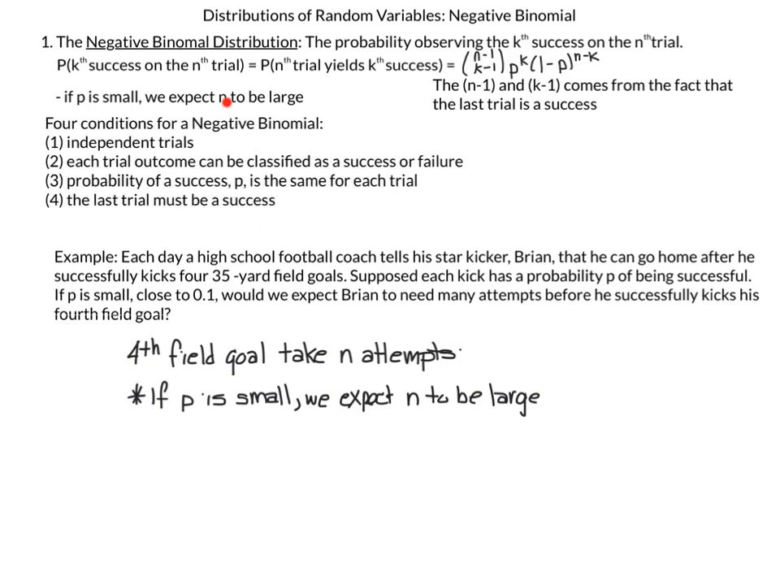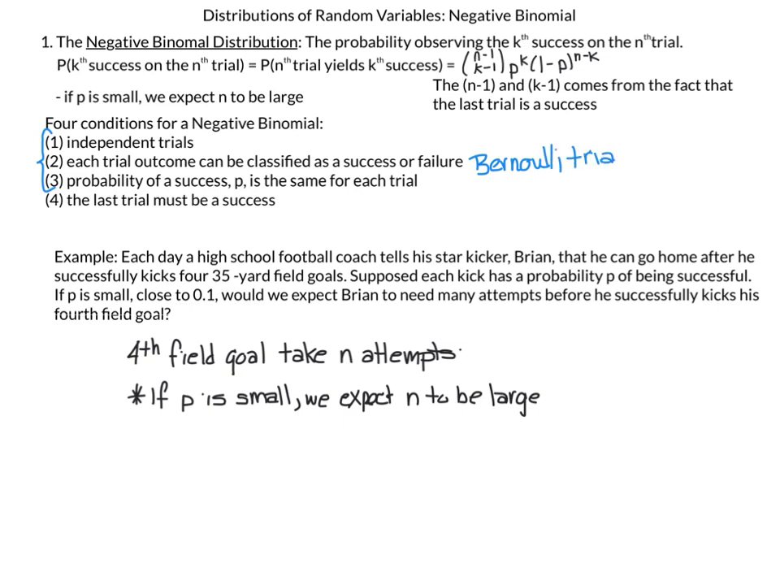And then next we have these 4 conditions for a negative binomial just to help you recognize when the problem needs this formula or this approach. 1, we have independent trials. Each trial outcome can be classified as a success or failure. Probability of success P is the same for each trial. These first 3 conditions are equivalent to saying you have Bernoulli trials. And we had talked about Bernoulli trials in our previous video.